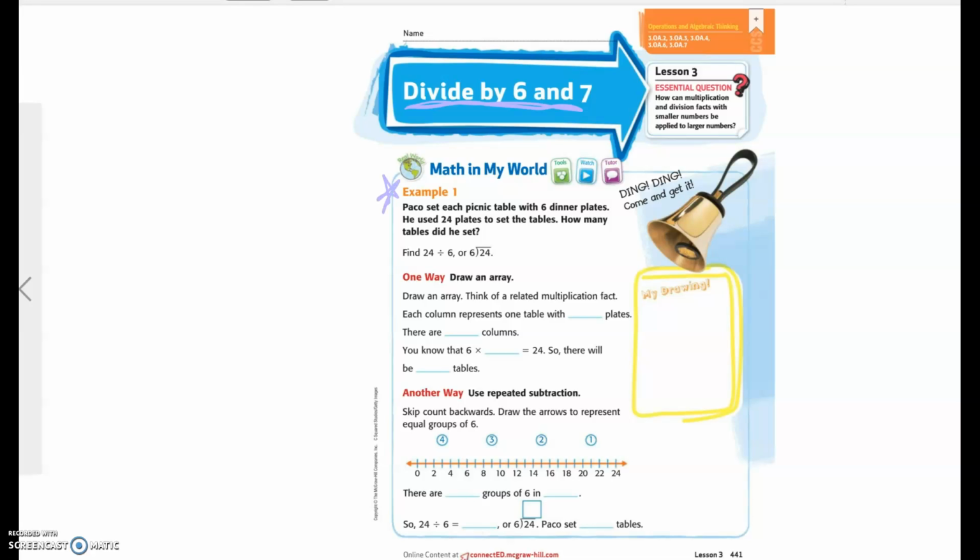It says, Paco set each picnic table with 6 dinner plates. He used 24 plates to set the tables. How many tables did he set? We are going to try to find 24 divided by 6. We know that he used 24 plates total, and each table had 6 plates. And we want to find out how many tables there were.